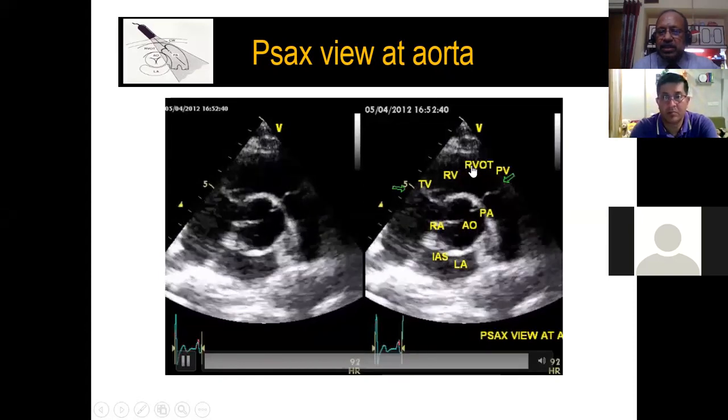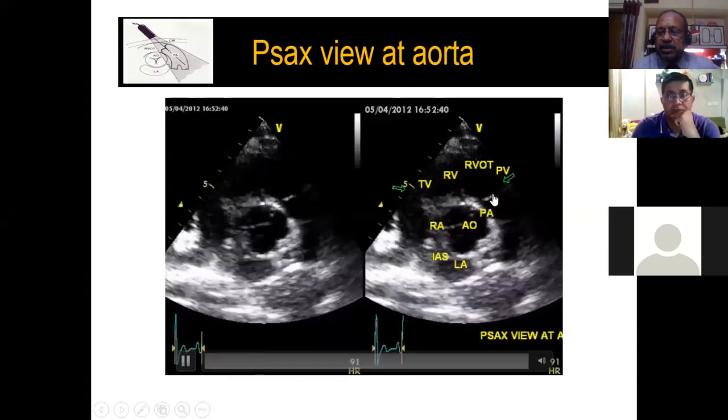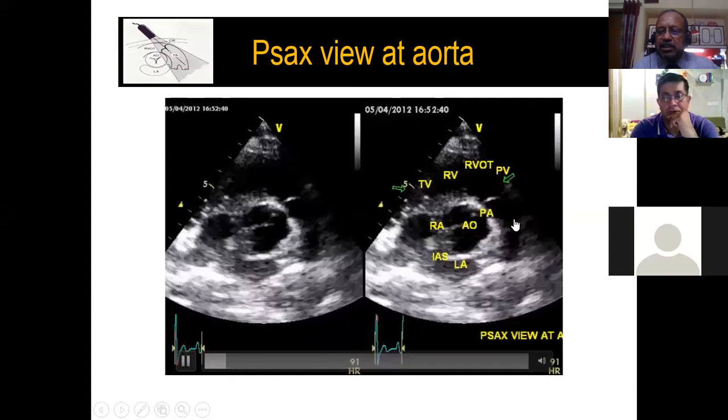On top of this is the pulmonic artery. This is the pulmonic valve, and this is the only view where we can see the pulmonic valve. This pulmonic artery bifurcates into the right and left pulmonary arteries. And here is the descending aorta. If you have a PDA, the blood will flow from the descending aorta to the pulmonic artery, which can be easily seen over here. We'll show you examples later on.